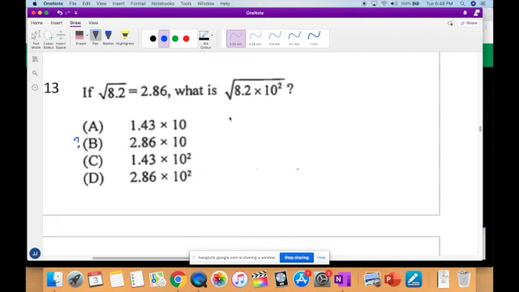I was like, okay, I find the square root. Well, yeah, they gave us the square root of 8.2, which is 2.86. So I multiply 2.86 by 100. Right. Sorry, by 10. Why the 10? Because they put the square root of 10 squared, and 10 squared is 100, so the square root of 100 is 10.